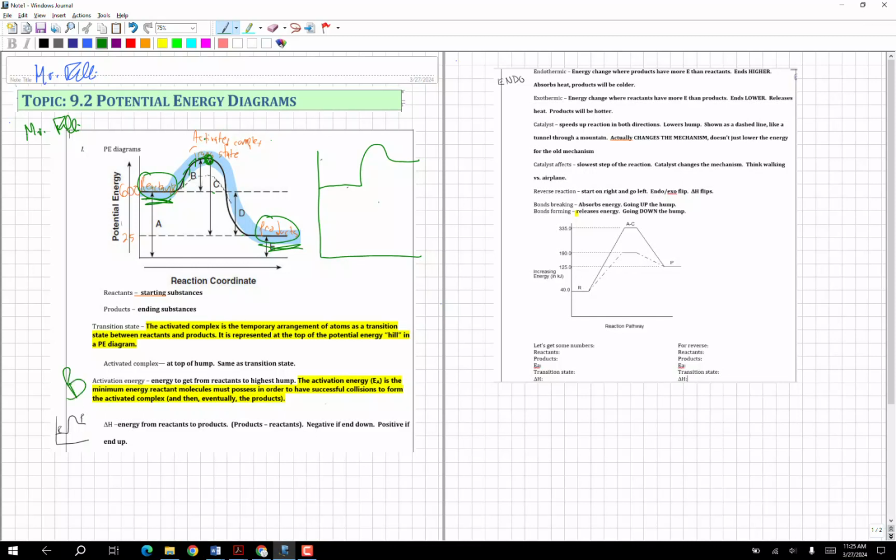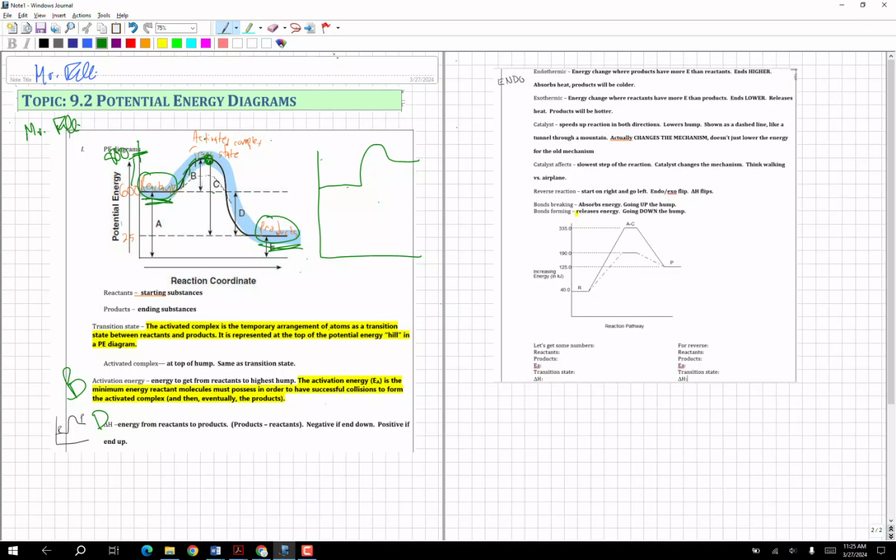This is letter B, okay? The activation energy is the energy to get from the reactants to the highest hump. So notice how if this had a number of, say, 800, the activation energy would be from 600 up to 800. The activation energy is the minimum energy reactant molecules must possess in order to have successful collisions to form the activated complex and then eventually the products. Delta H is the energy from the reactants to the products. That would be letter D.